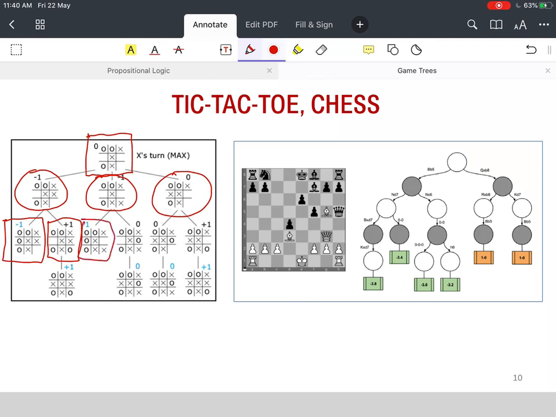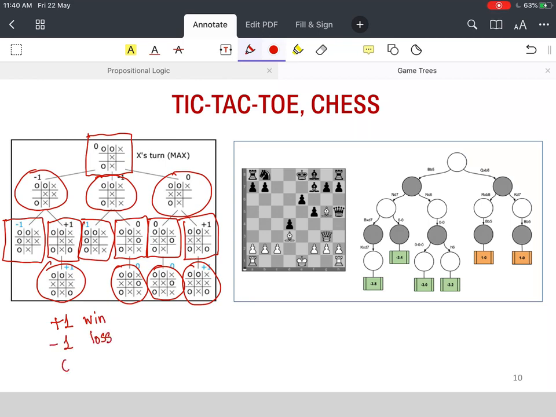Again, this is the turn of the first player. This is the turn of the second player. And we can see that we have defined that if the first player wins, we put a +1. If the first player loses, we put a -1, and if it is a draw, we put 0. So this node is where the first player wins. So this is +1. This is another place which is a draw, which is 0.